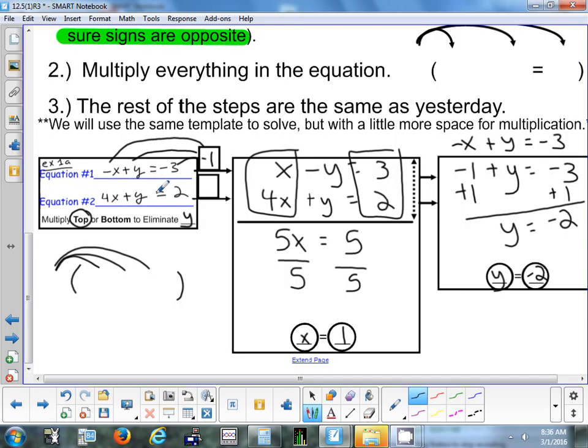All right? So that one right there, guys, that was the first situation we talked about, where we had the same sign, same letter. All right? And just multiply 1 by a negative, and that'll eliminate it. All right? Once you identify what you're going to multiply by, it's the same stuff we did yesterday. The same exact thing. All right?